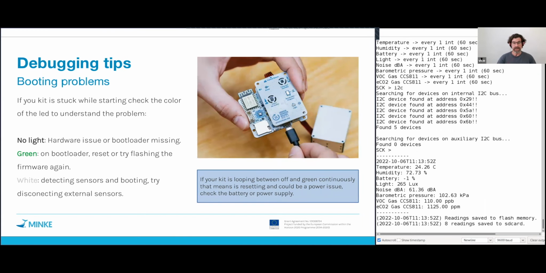And at the end, booting problems. My kit doesn't start, it gets stuck at some point. The first thing that you need to do is try to isolate at which stage your kit is getting stuck, so you can try to find a solution.